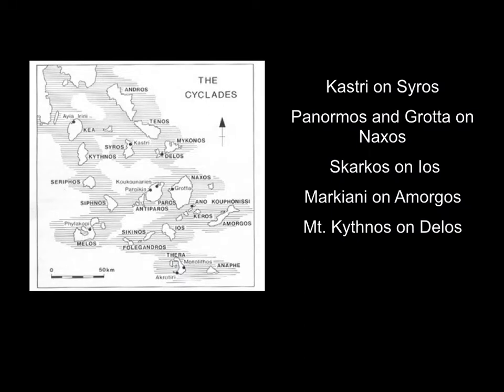Some of the sites I'm just going to briefly mention are the site of Kastri on the island of Syros. The island of Naxos has a couple of cemeteries. A couple of other important sites are listed there: Skarkos on Ios, Markiani on Amorgos, and Mount Kynthos on Delos.